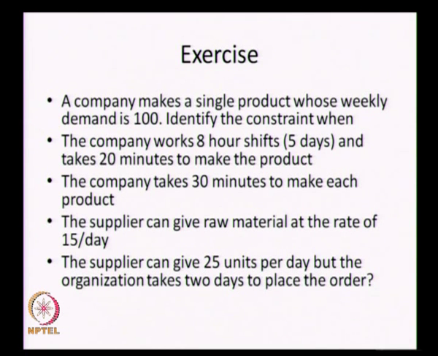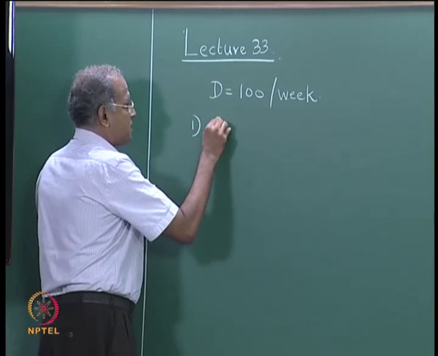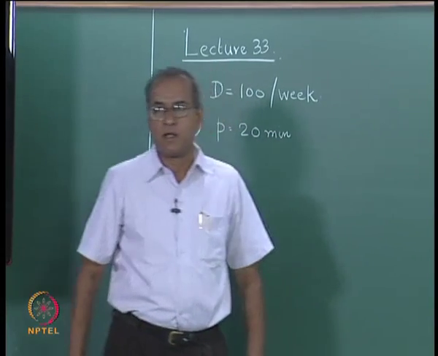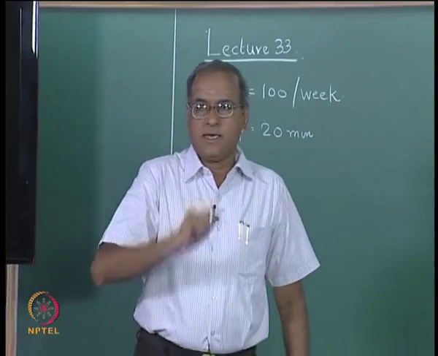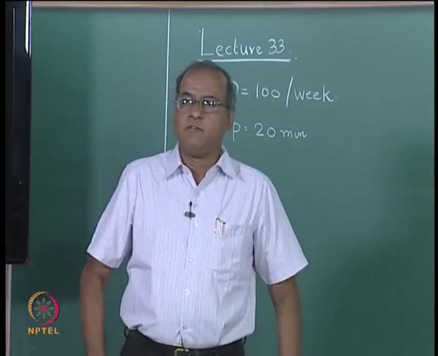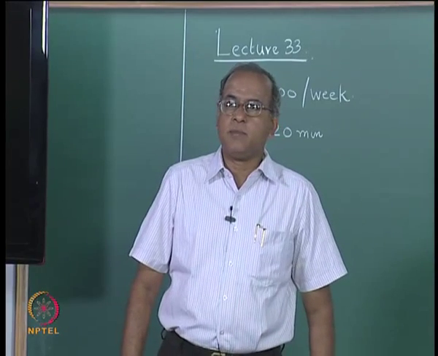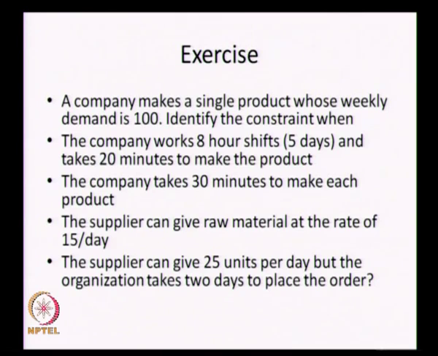Find out the constraint when the company works 8-hour shifts 5 days and takes 20 minutes to make the product. So number 1, production time is 20 minutes. In fact, the exercise asks us to identify the constraint under 4 conditions. 1, the company works 8-hour shifts for 5 days and takes 20 minutes to make the product. 2, the company takes 30 minutes to make the product. 3, the supplier can give raw material at the rate of 15 per day, and 4, the supplier can give 25 units per day, but the organization takes 2 days to place the order.